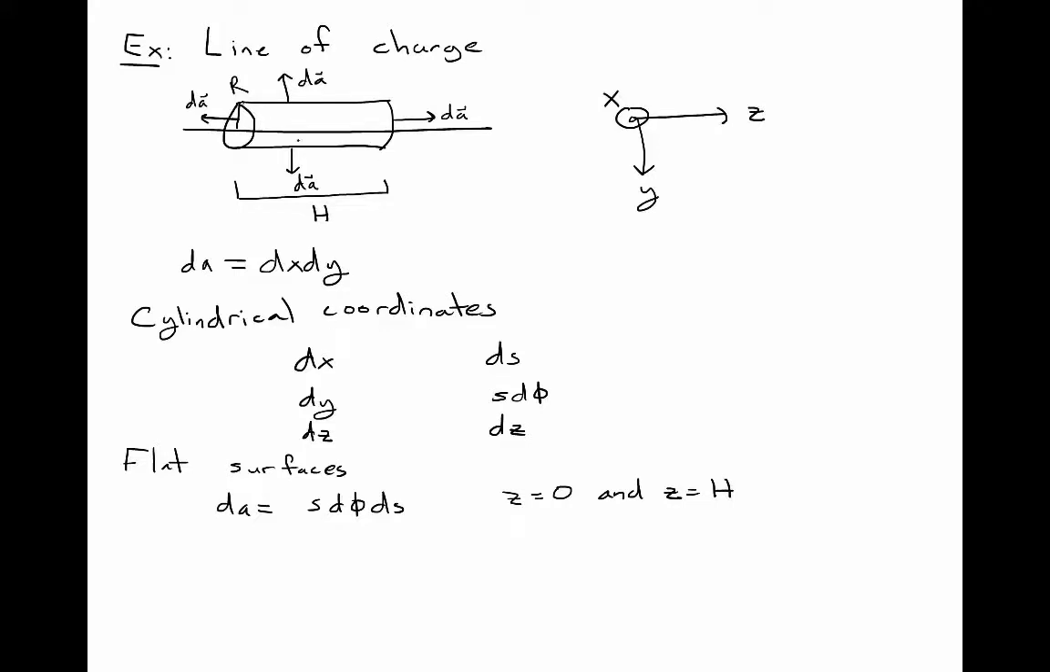If we're looking at the curved surface of the cylinder, on the curved surface, phi and z are what varies. S is r on that surface. That's basically what defines that surface. The curved surface of the cylinder is where s equals r. So we need to use phi and z because it's rotating around and we're moving along this way. So we have s d phi dz. Let me know if that makes sense.